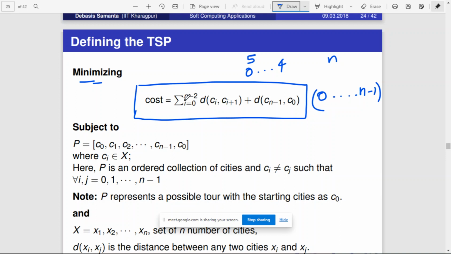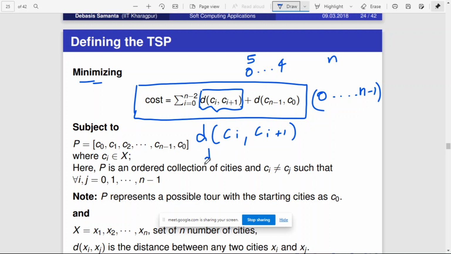So you may wonder why it is n minus 2. You may think it should end with n minus 1. No, n minus 2 is correct, because first let us take this part alone. This part, d of ci comma ci plus 1. What does this D represent? Could you guess from the previous matrix? D is distance. So it is the distance between the ith city and the i plus 1th city, right?